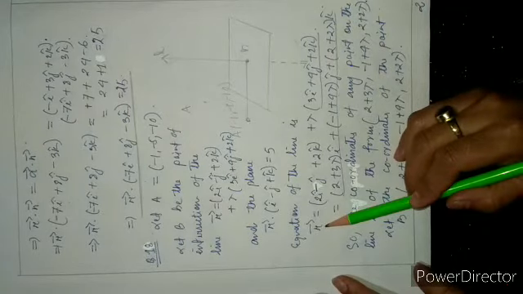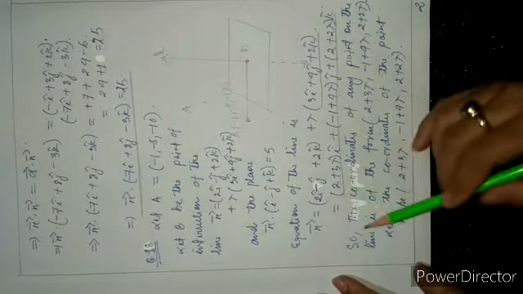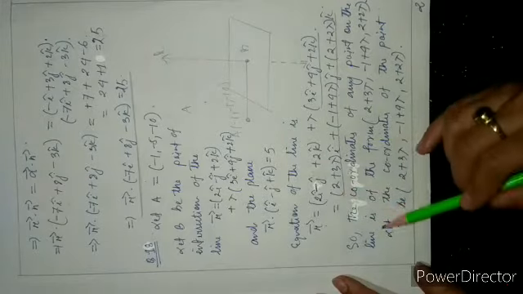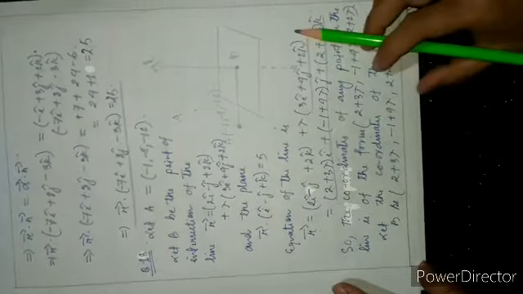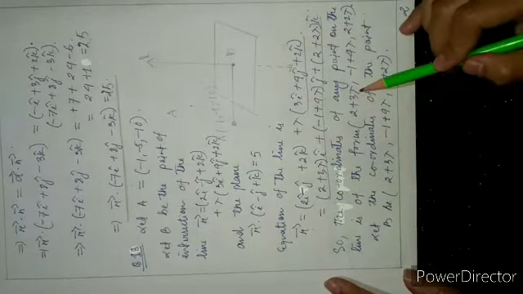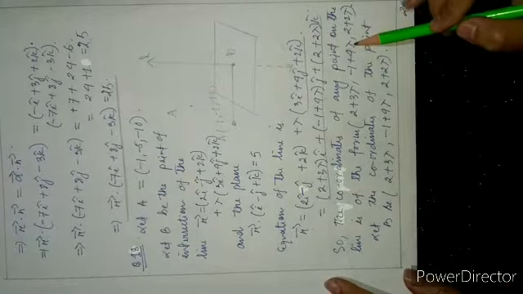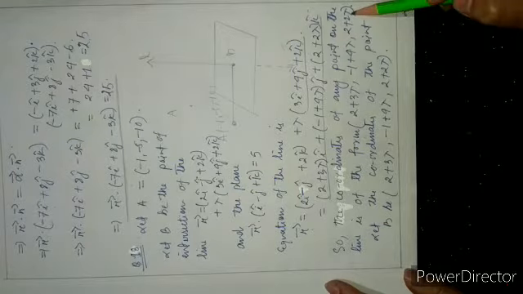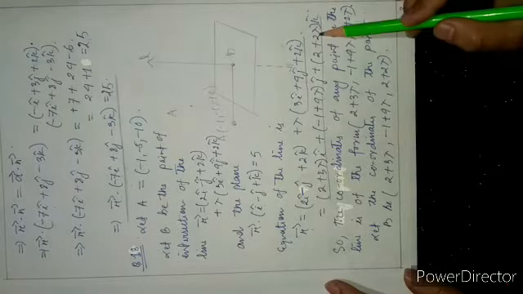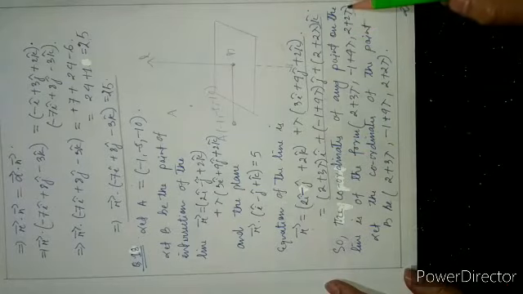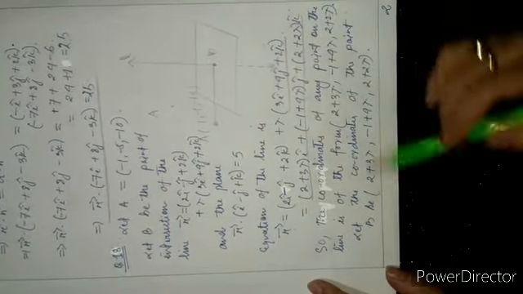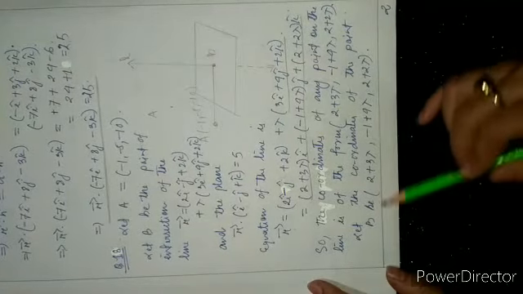R vector means any point on the line. So the coordinates of any point on the line are of the form x coordinate, y coordinate, z coordinate: 2 plus 3 lambda, minus 1 plus 4 lambda and 2 plus 2 lambda. For any value of lambda, we get the position of any point on the line.